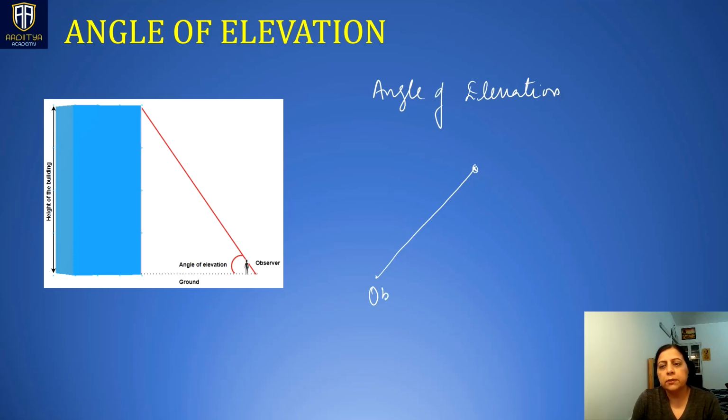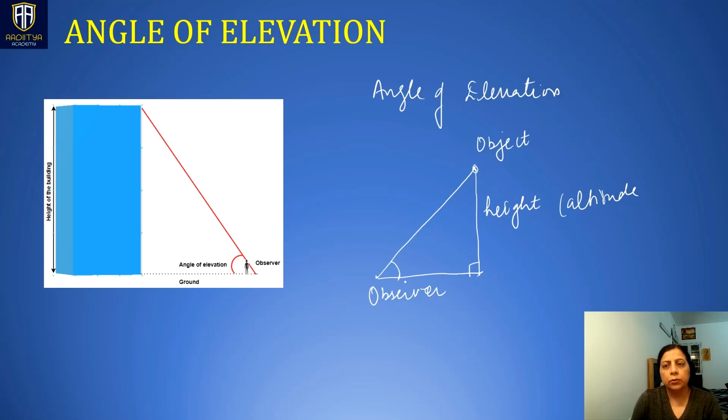So that means the observer is here, and the object which has to be seen is at some height. In that case, say this line is called the height. The vertical distance of the object from the point just below that object on the ground is called height of that object or altitude. So when we are looking at something at some angle, our eye is making an angle with the ground. That angle is called angle of elevation, because we have to raise our eyes to look at some object which is at some height. The angle which our eye is making with the ground at that particular moment is the angle of elevation.